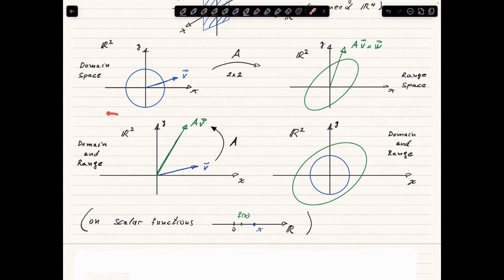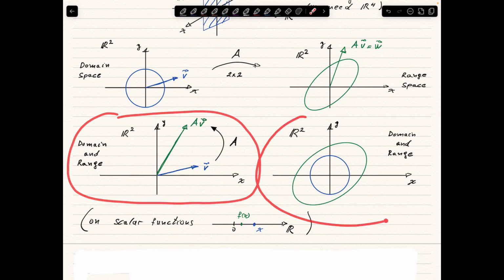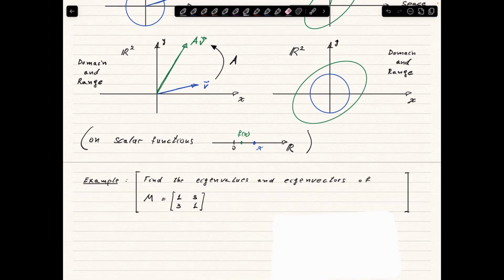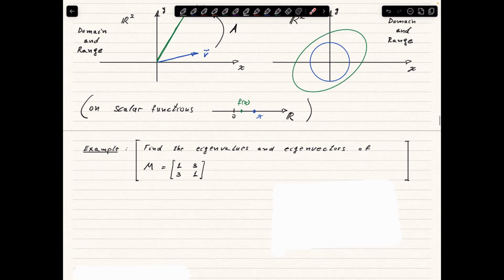Now that we know what type of pictures we are going to do, we can go back to our example and find the eigenvalues and eigenvectors of this matrix using this type of graphical representation. So what do we mean? For example, the solution: we want to try different vectors on the matrix M. So let's write matrix M: 1 3; 3 1.